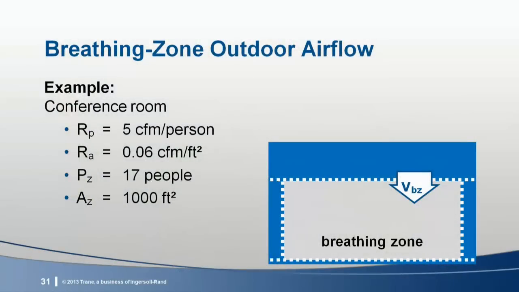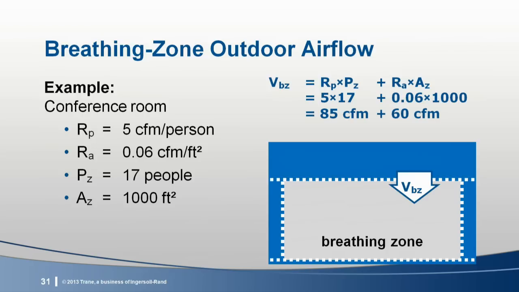Again, 1,000 square foot zone, but this time it's a conference room designed for 17 people. The Table 6-1 requirements are the same for a conference room as they are for an office in our previous example. 5 CFM per person plus 0.06 CFM per square foot. When we solve the equation, predictably, the conference room needs the same 60 CFM outdoor air as the office space to dilute the building-related sources. But it needs 85 CFM to dilute the people-related sources due to the higher occupancy. In total, the conference room requires 145 CFM of outdoor air compared to 85 CFM for the office.